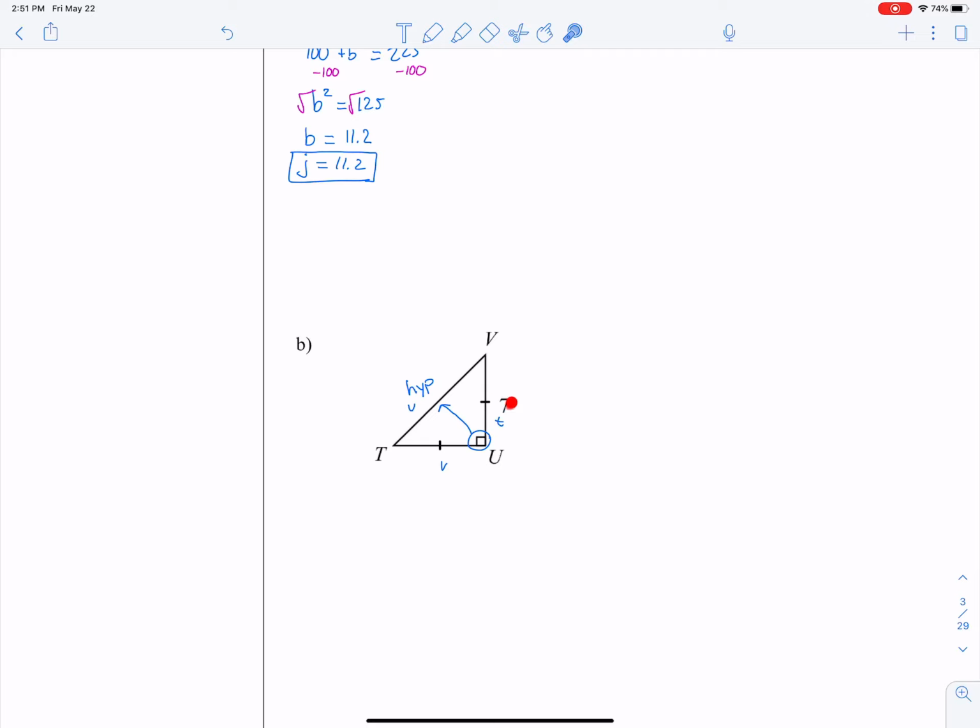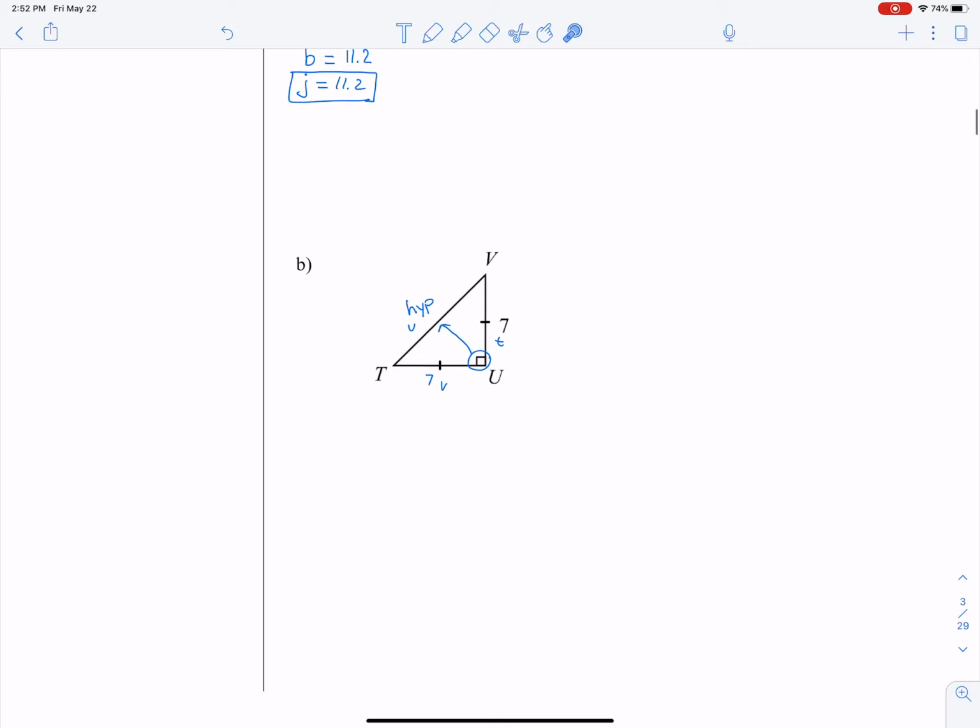Now here, if you notice, it says a line and then the number 7. What that means is that wherever you find another line, it's also the same length. Lines through here mean identical. So this side is 7. So we know 2 of our sides, and we're looking to try and find the hypotenuse in this case.